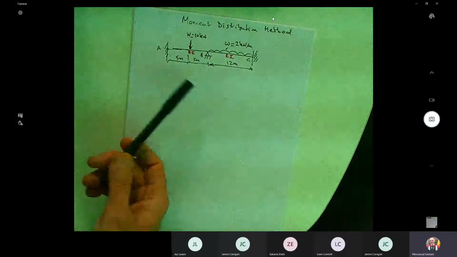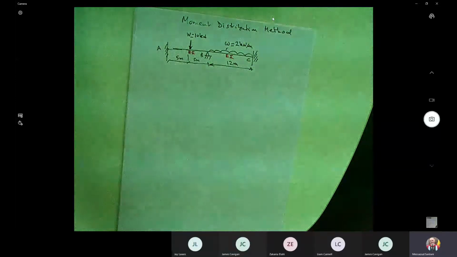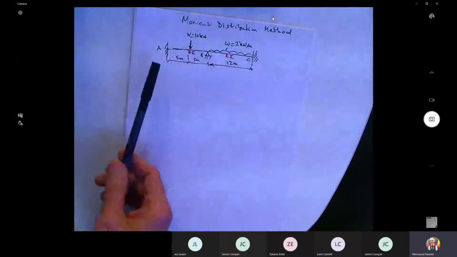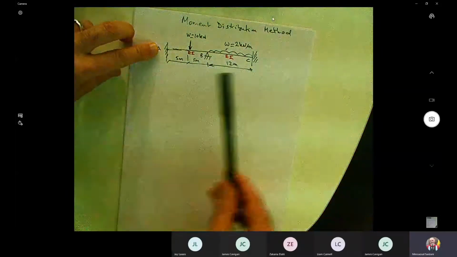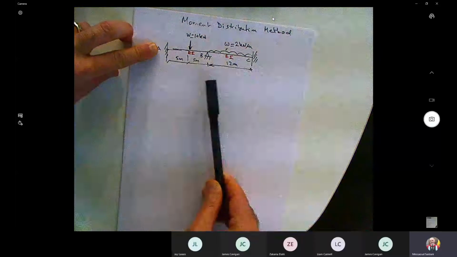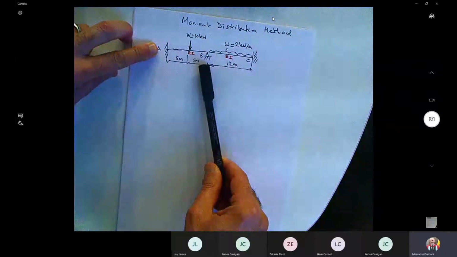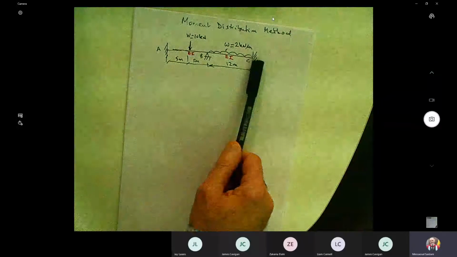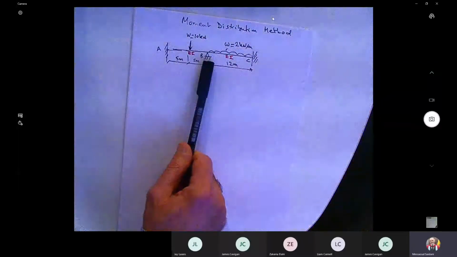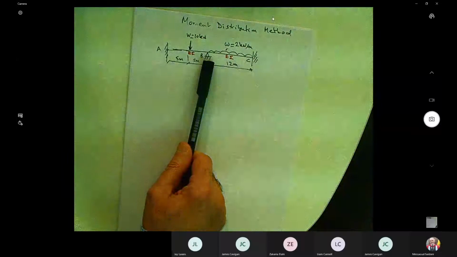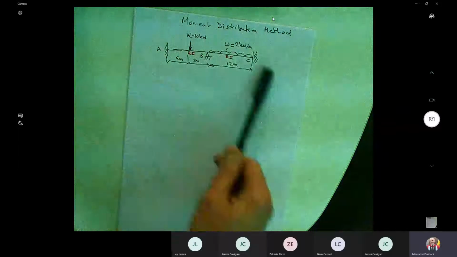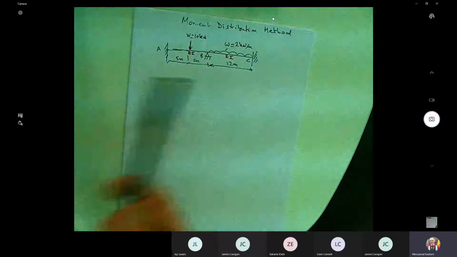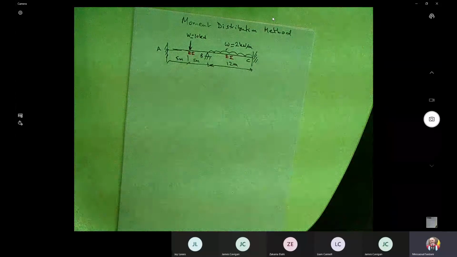What's the degree of redundancy? Do you remember what we said last week? 5. We have 3 reactions at A, 3 reactions at C, that's 6, and then you have 2 possible reactions at B, because it's not a roller. If you have a roller, it's 1 reaction. If you have a support like this, it's 2 reactions. If you have a fixed support, it's 3 reactions. So we have 3 plus 3, 6, plus 2, 8, minus 3 equations of equilibrium, 5. Is that clear? So the degree of redundancy here is 5. It's highly indeterminate.